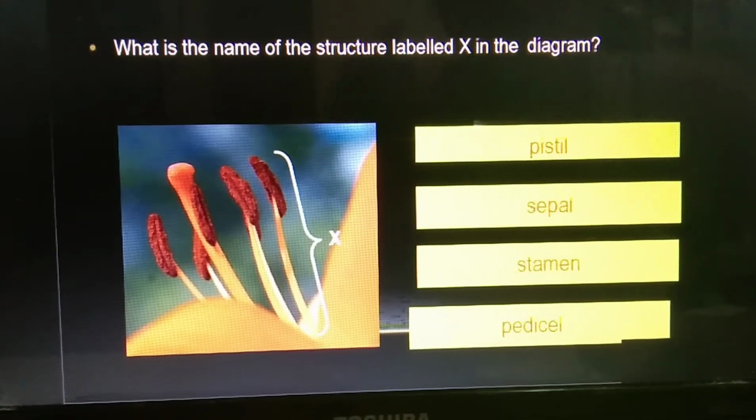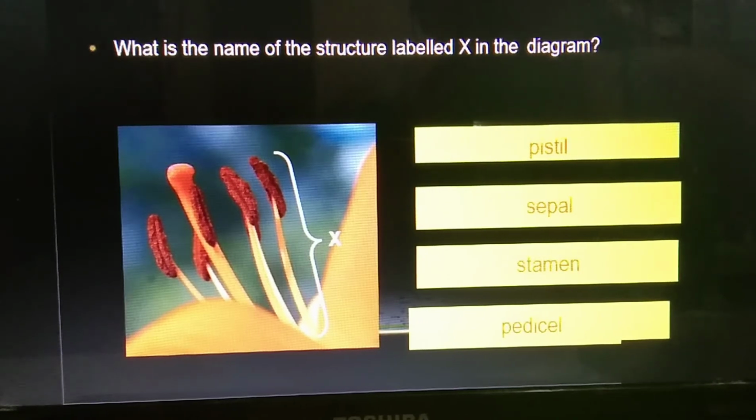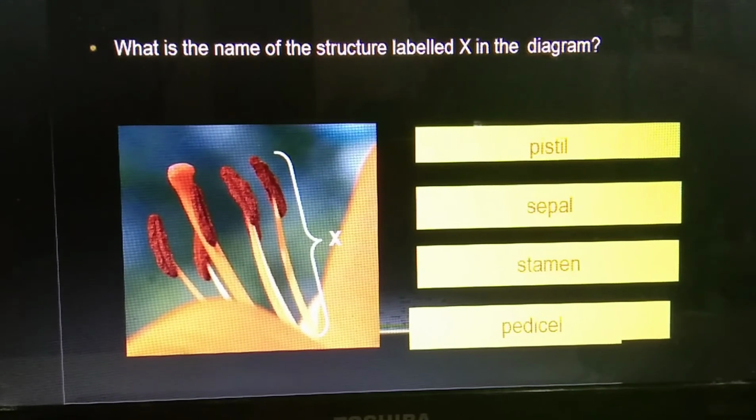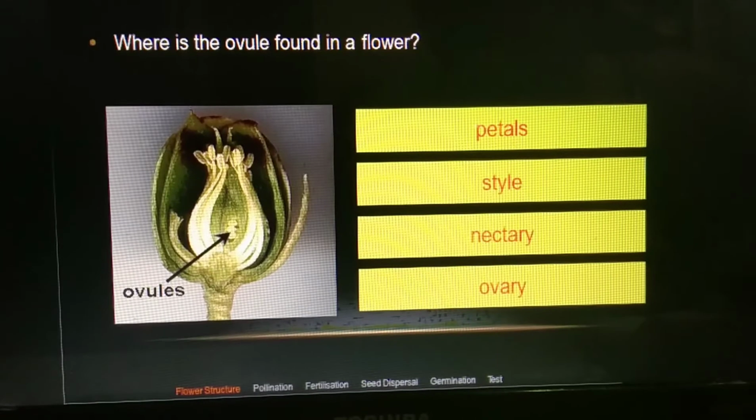Now look at the diagram. In the structure labeled X, what do you call that? Is it pistil, sepal, stamen, or pedicel? If you answered stamen, then you are right. Where is the ovule found in a flower? Is it in the petals, style, nectary, or ovary? If you answered ovary, then you are right.